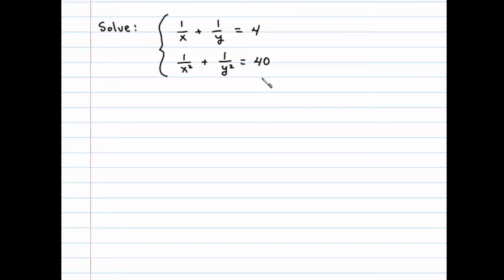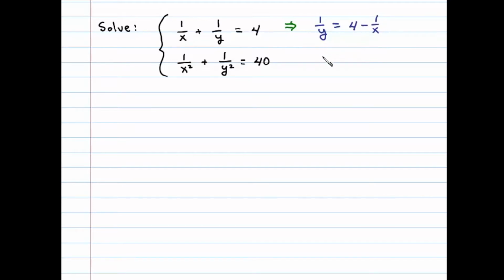Here we're asked to solve a nonlinear system. And so to do that, we'll use the substitution method. Now in the first equation, I can isolate 1 over y by subtracting 1 over x on both sides. And that'll leave us with 1 over y equals 4 minus 1 over x.